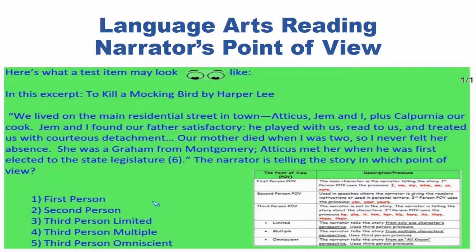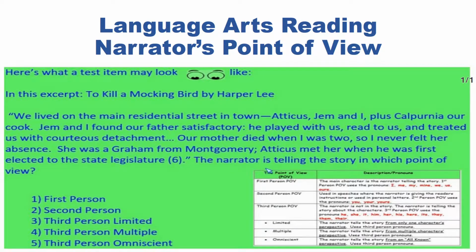Here's what a test item may look like. In this excerpt, To Kill a Mockingbird by Harper Lee: We lived on the main residential street in town, Atticus, Jem, plus Calpurnia, our cook. Jem found our father satisfactory. He played with us, read to us, and treated us with courtesy and detachment. Our mother died when I was 2, so I never felt her absence. She was a Graham from Montgomery. Atticus met her when he was first elected to the state legislature.